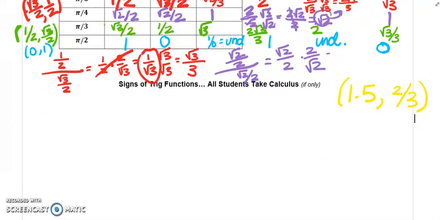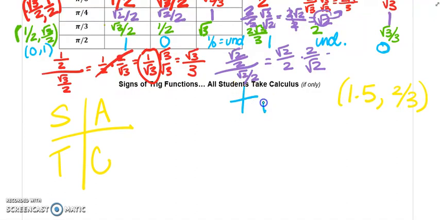And to help with that, though, there is a mnemonic device we use for your trig functions. All students take calculus. And of course, if we're dealing with a coordinate plane, we go in the order that the quadrants go in. So all students take calculus. And what this is for is what is positive. Okay, so these are the positive values for not just the unit circle, but anything that falls into these quadrants.